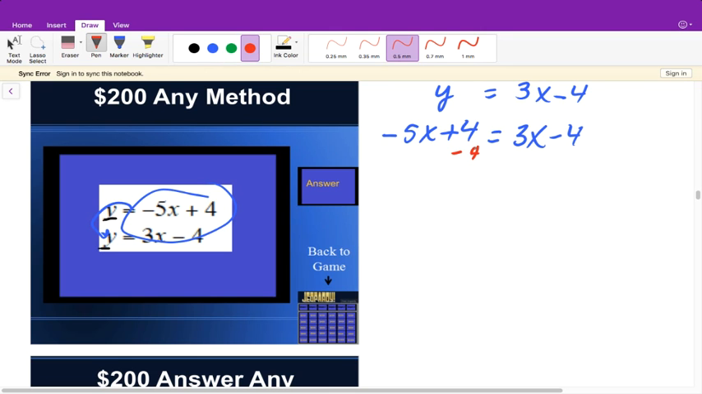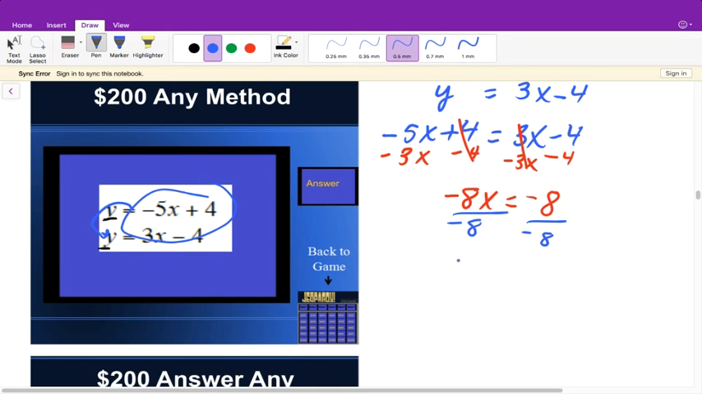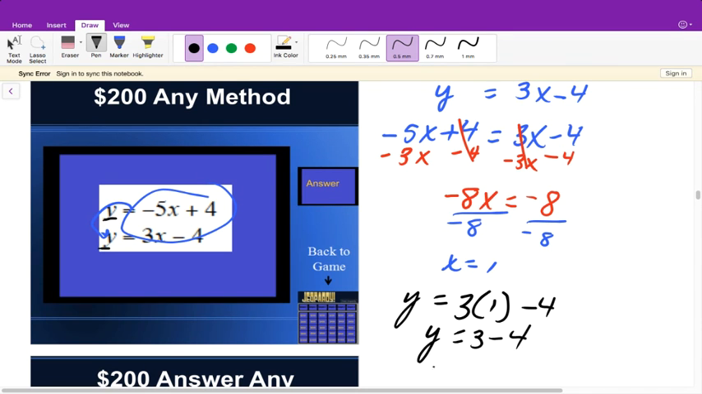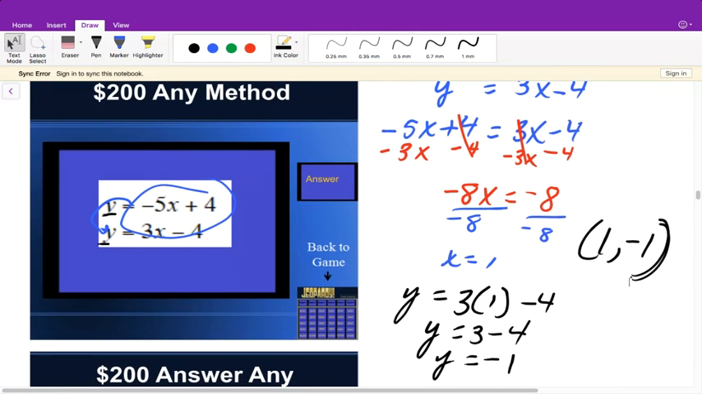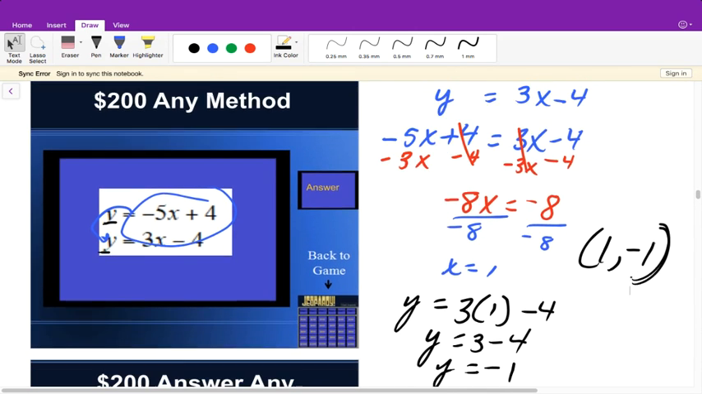I will then subtract over the 4 and subtract over the 3x, so I get my variables on one side and my constants on the other. So negative 8x is equal to negative 8. I then divide by negative 8, and x is equal to positive 1. So to solve for y, y is equal to 3 times 1 minus 4. y is equal to 3 minus 4, or y is equal to negative 1. So your final answer is (1, negative 1). All right, and I'll go through which method I would use for each of these. I might have to restart this video.